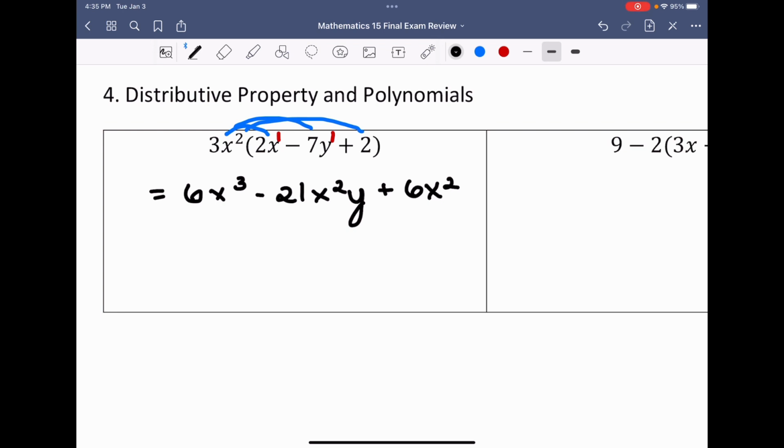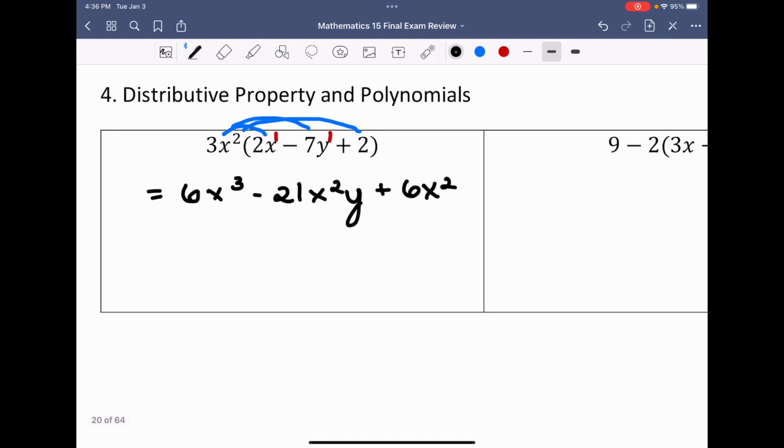There we go. And then there's nothing we can really simplify from here. We can't combine like terms here. There's different powers and different variables involved. I couldn't put together the cubed and the squared. That wouldn't be right. And I couldn't put together something with a y with something with just an x. That also wouldn't make sense. So by distributive, we just need to make sure everything is multiplied into the brackets.